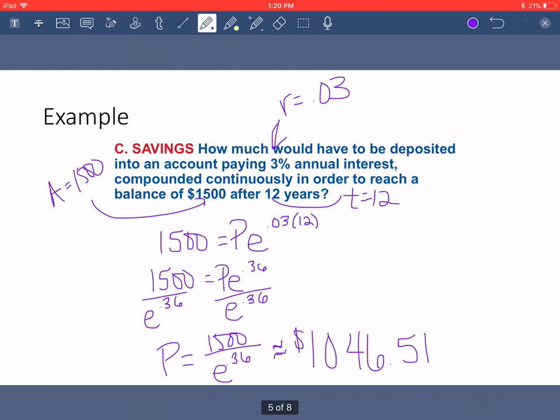So if I was just asked how much interest I would earn, I would now need to do $1,500 minus $1,046.51. So the amount of interest earned is only $453.49. Okay, so you might sometimes be asked just how much interest was accrued, and that would be the subtraction. So you would take your principal amount and subtract it from how much you ended up with.